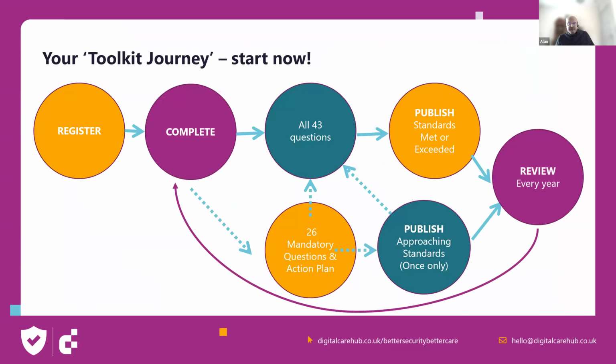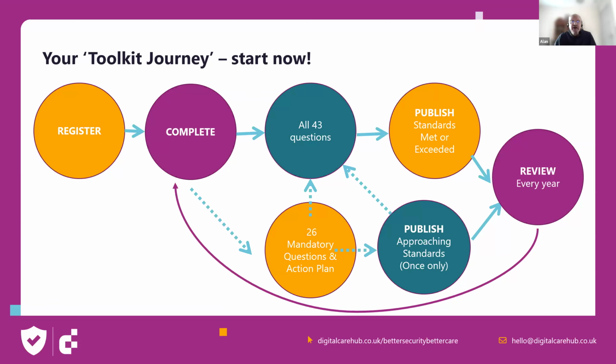Okay, so hopefully that's given you a broad overview of why the DSPT is so important. So let's have a look at an overview of the toolkit journey. So how does it work? What does it look like? So simply, it's a step-by-step approach. It's registration on the toolkit, completing the questions within the toolkit, and there are 43 questions for standards met, and that's the target that we should be aiming for.